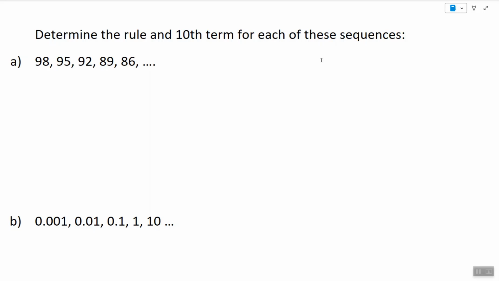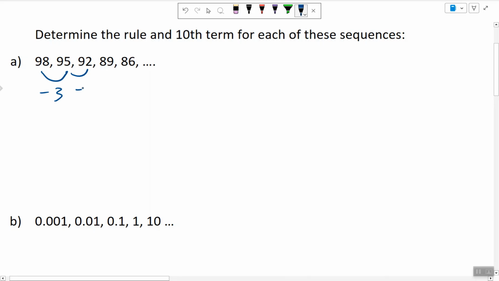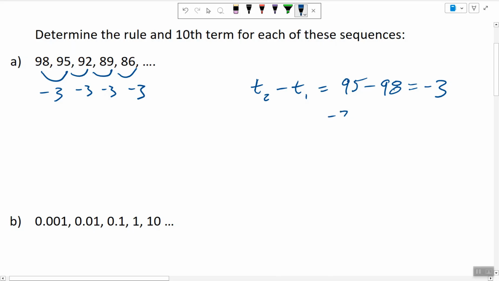So this one is going down by 3, right? So each number you take away 3. Is that correct for every single difference? So the second term minus the first term is 95 take 98, which is -3. Okay, so that's just some working out. And what letter do we call this -3?